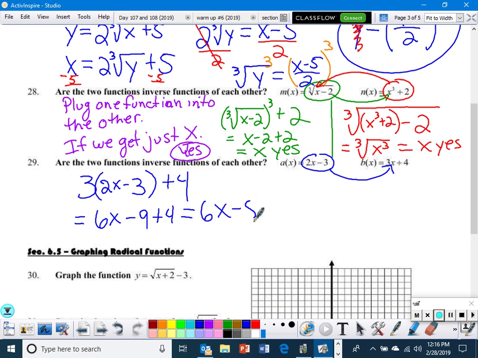And I can stop right now. No, they are not inverses of each other. We did not end up with x. Okay, I don't need to do anything else. Okay, it does not equal x. Therefore, they are not inverses. All right, we are done with that. Let's move on to 6.5.